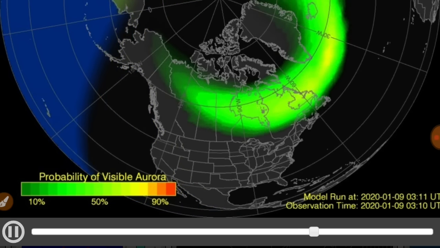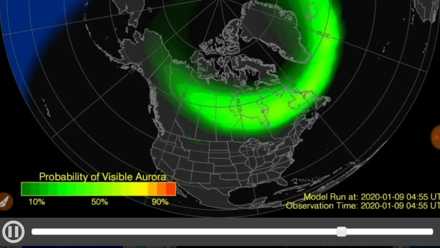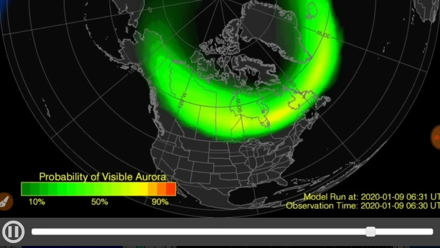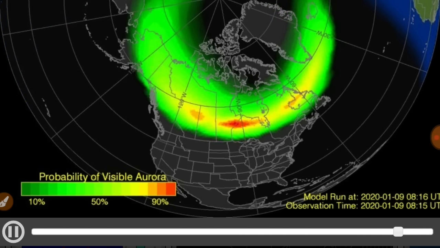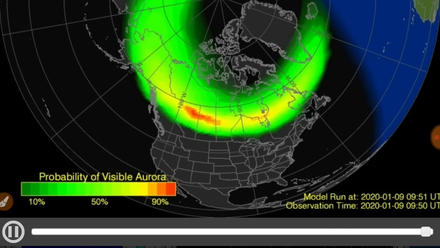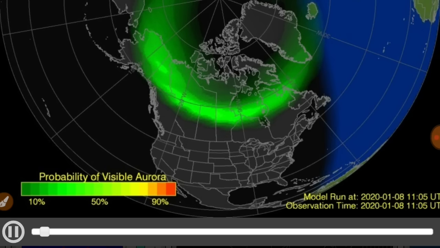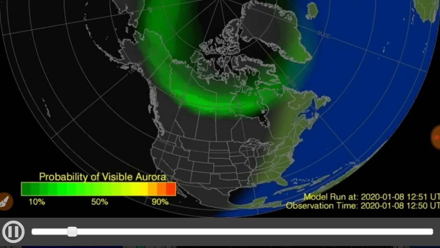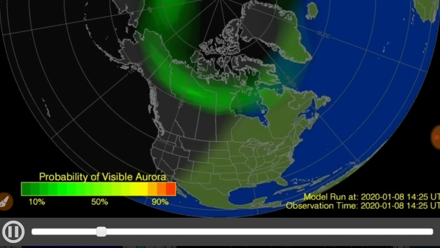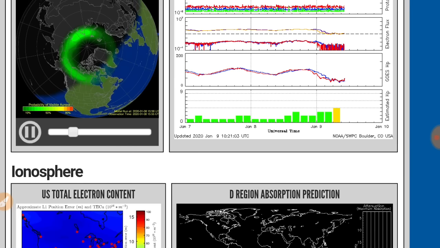And again, this is a prediction model, or a forecast model, and you can look at the timestamp. Now, see where that got red right there? They're saying that's a very high chance that there's going to be auroras right there. It's like 90%. So that's what that's telling you.